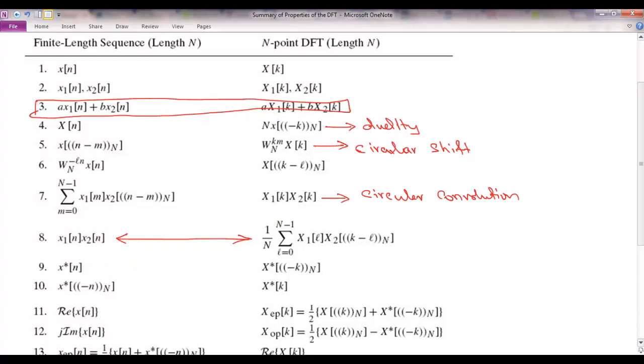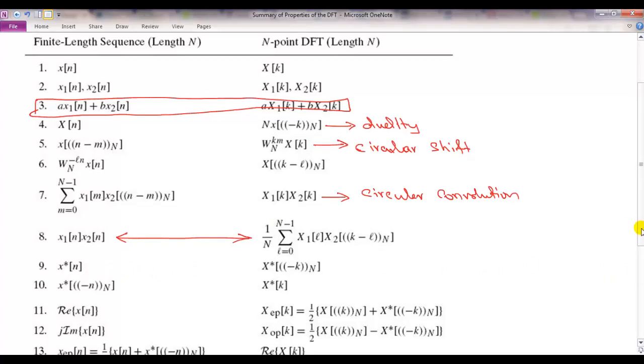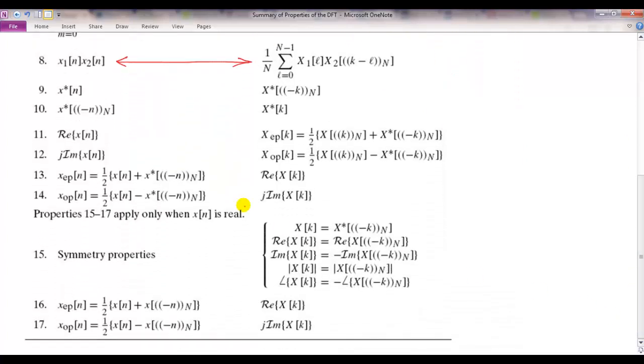And the rest of these properties are more related to the symmetry properties. I talked about those. You should read it up. They are really helpful, as I said, sometimes when you try to do some sort of analysis. They can really simplify your analysis. But we are not going to talk about them too much.